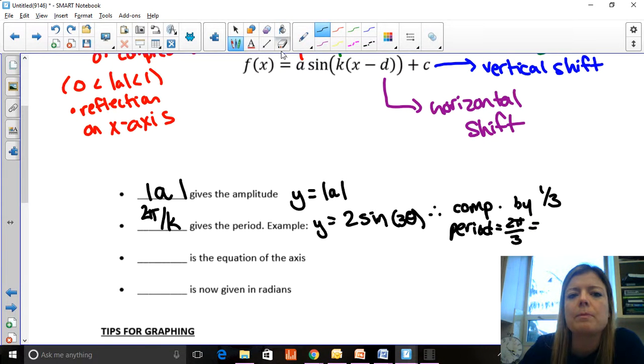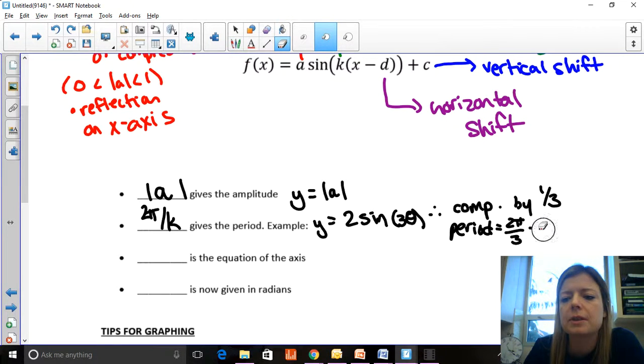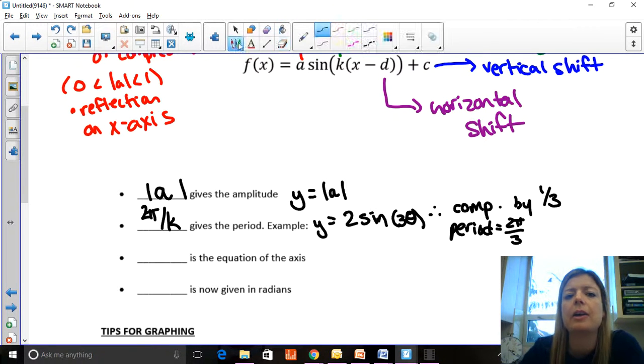People sometimes get confused because when they identify that it's a compression by a third, then they want to divide by a third instead. Just think about what it is you're doing. You want to divide by the k value. So in this case, the k value is 3. And think about it. If it's compressed by a third, then that means you would be multiplying 2 pi by a third. So make sure you're really making sense of what you're doing there.